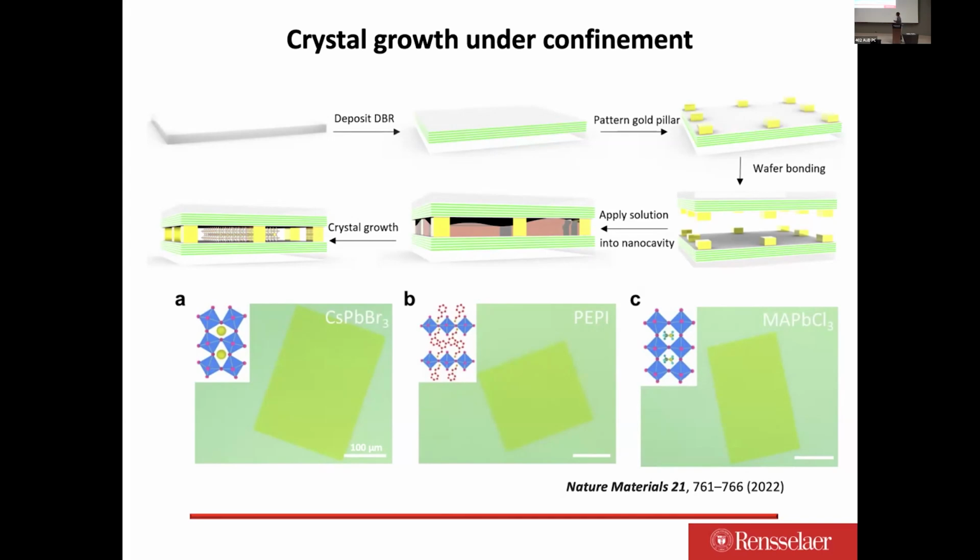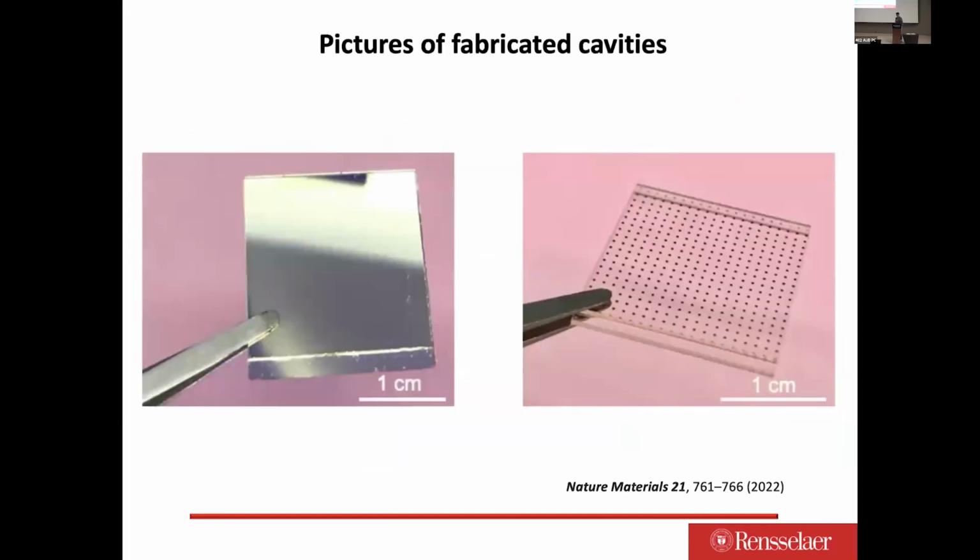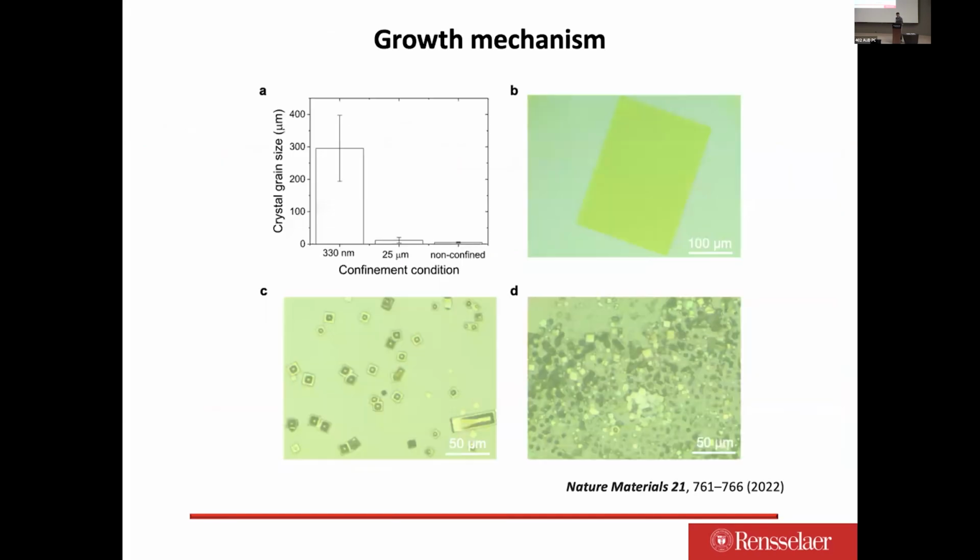And then using that template, we grow the material in this highly homogeneous template. This is cesium lead bromide, cesium lead chloride, and PEPI, the organic-inorganic perovskites. They all have sizable excitons, and you can see the sample is really big and homogeneous. So here is the cavity we made. This is without the DBR mirror. This is with the DBR mirror. Optically, they are really homogeneous. And then we show the growth also.